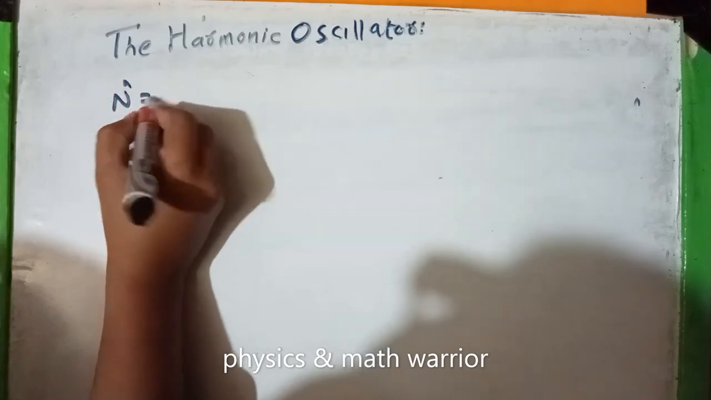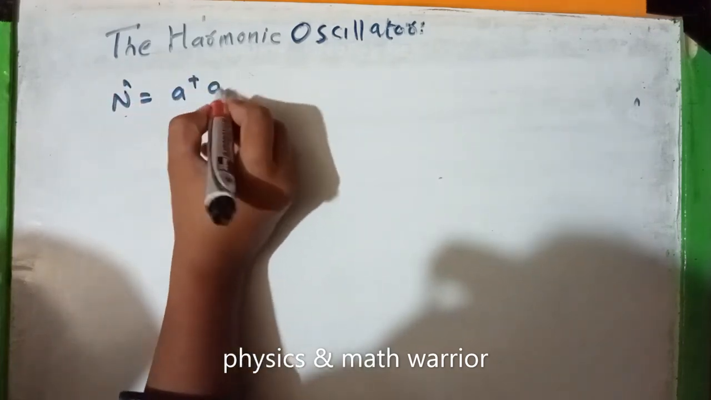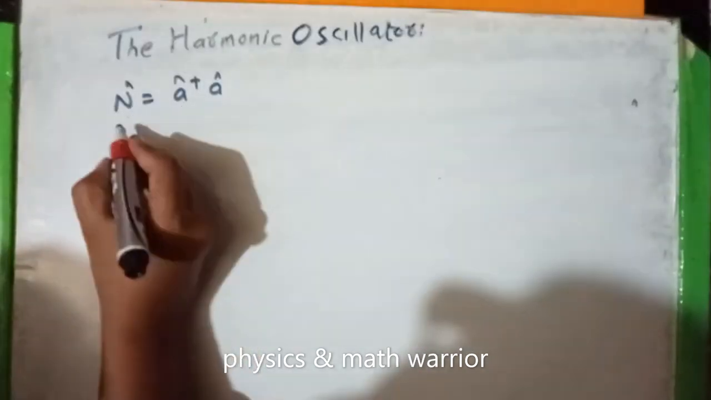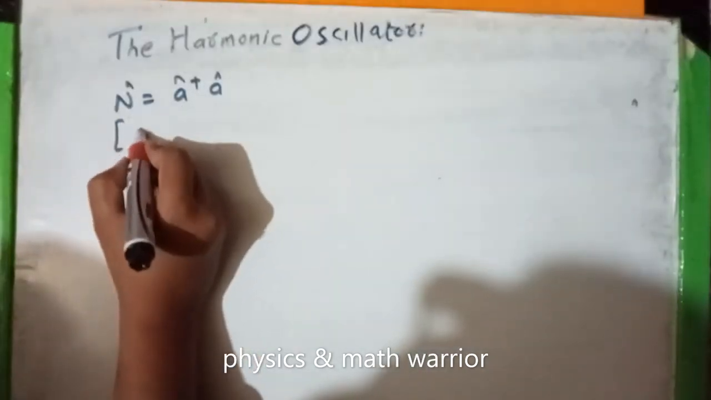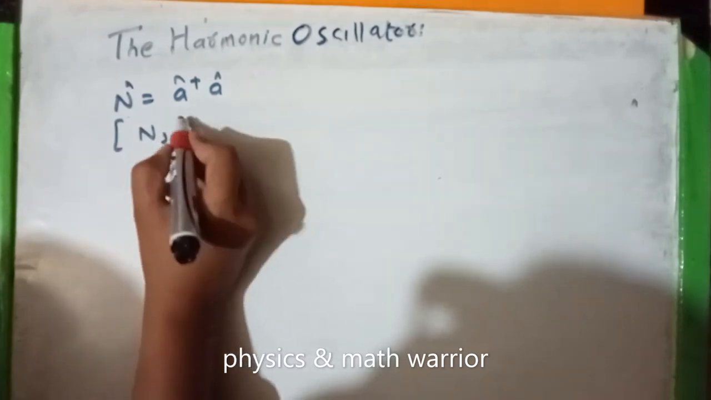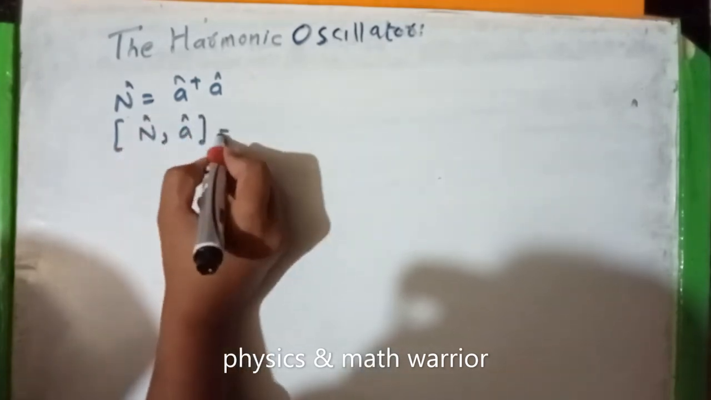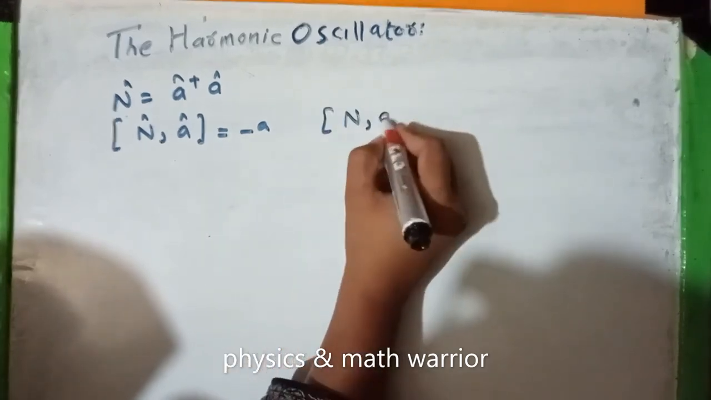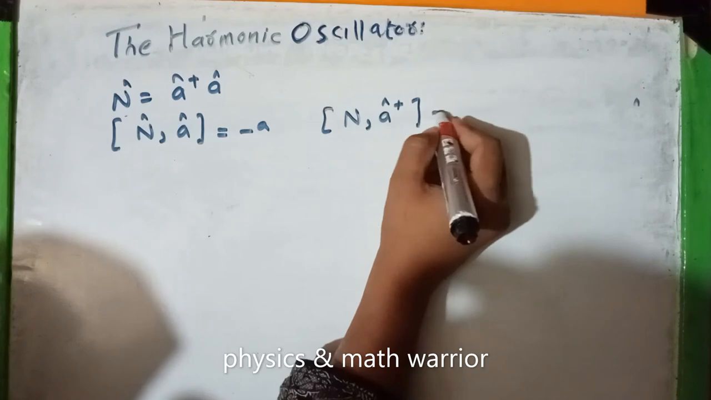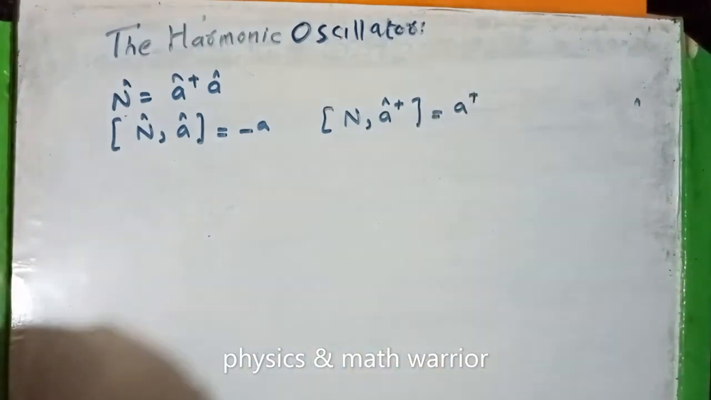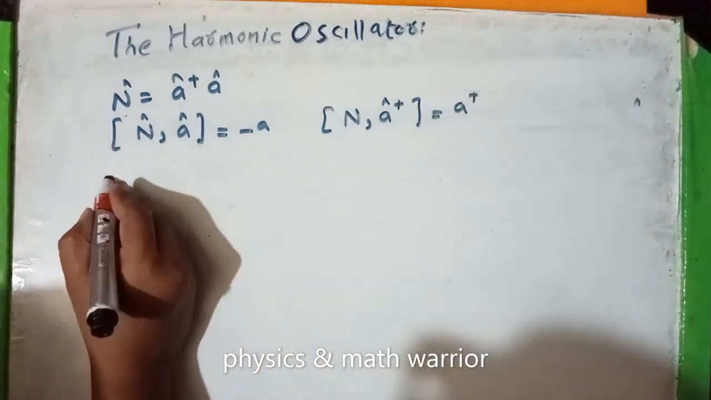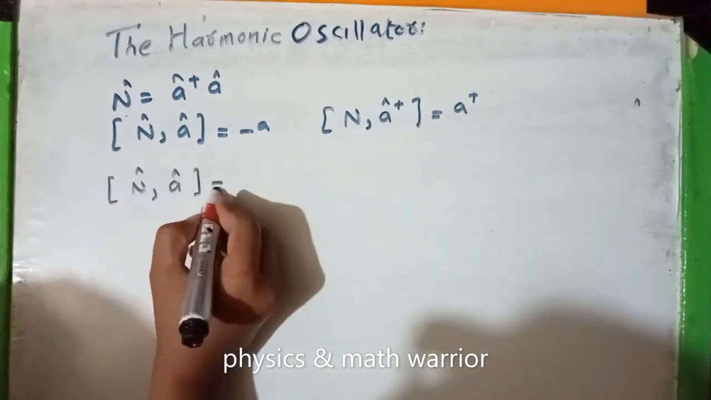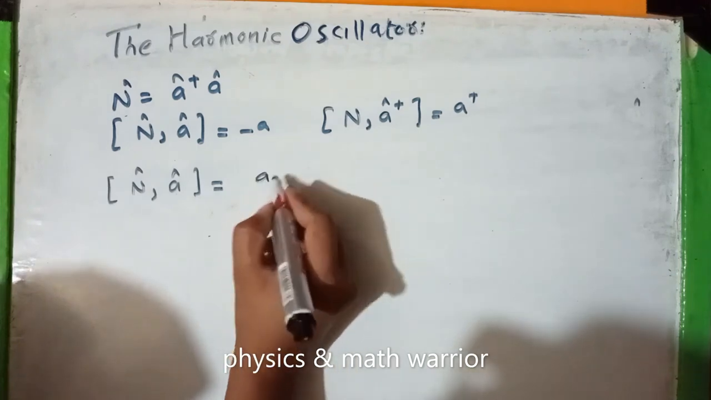And n operator is equal to a dagger a, and n obeys the following commutation relations. Commutator of n and a is equal to minus a, and commutator of n and a dagger is equal to a dagger. So first of all, we will prove commutator of n and a, and n is equal to a dagger a.